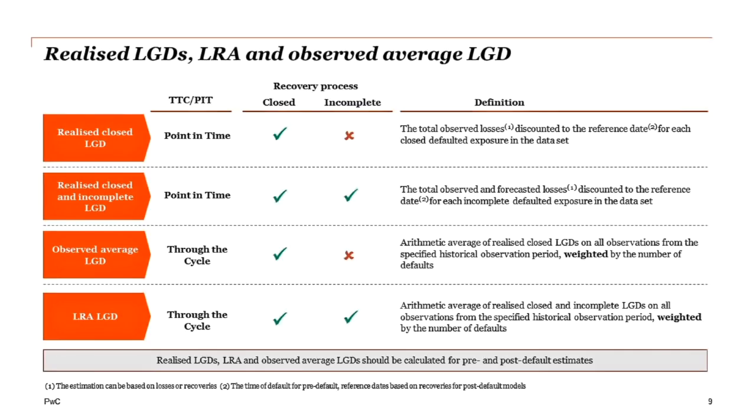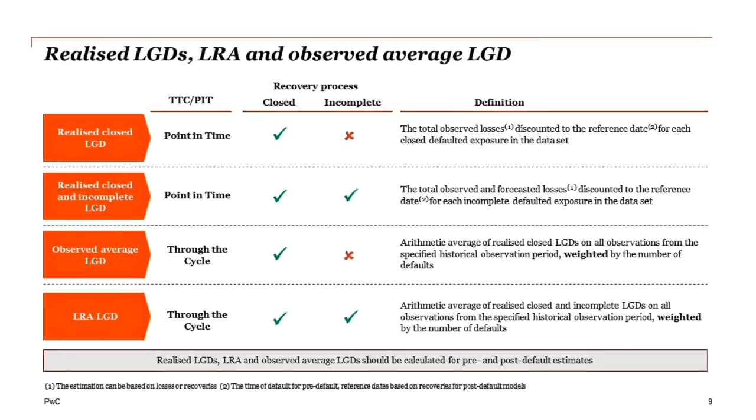We have, as we mentioned earlier, according to the EBA papers, the following requirements. We have realized closed LGD that we need to report, and we have realized closed and incomplete LGD, which are both point-in-time estimation elements. On top of that, for the through the cycle, we need to use the observed average LGD estimation and long-run realized average LGD estimation, which are both based on through the cycle estimation procedure, will be part of the capital charge calculation, obviously.